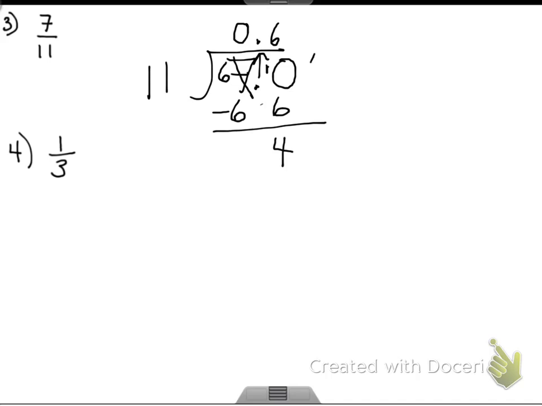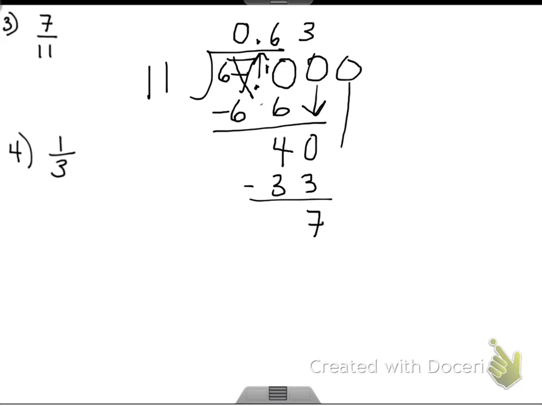I'm going to add another 0. Bring it down. How many times can 11 go into 40? Okay, I know 11 times 4 would be 44, so I think 1 less than 4 would be 3, and 3 times 11 is 33. 40 minus 33 is 7. Okay, now we're going to add another 0. Bring down that 0. How many times does 11 go into 70? 6 times. We've already done this. It's looking familiar. 6 times 11 is 66.